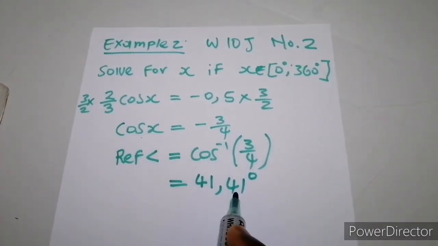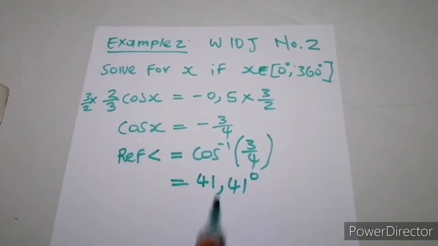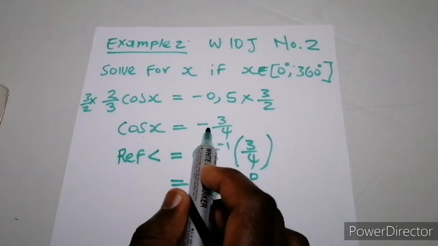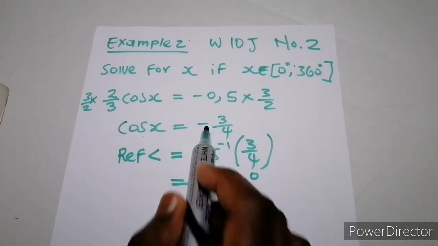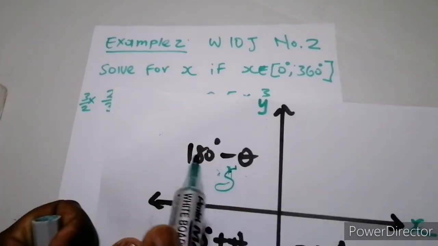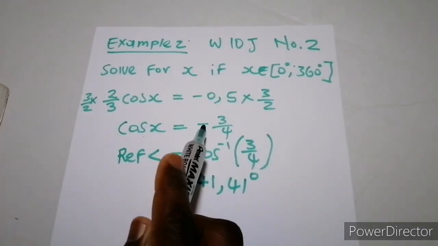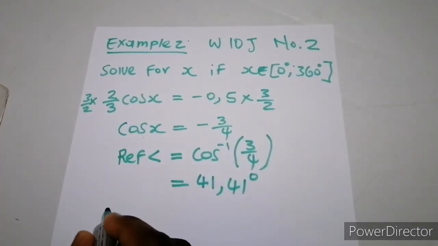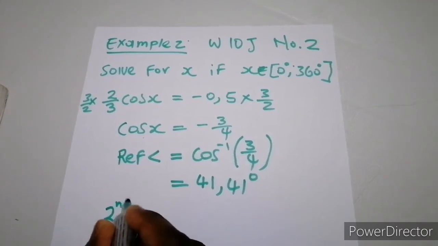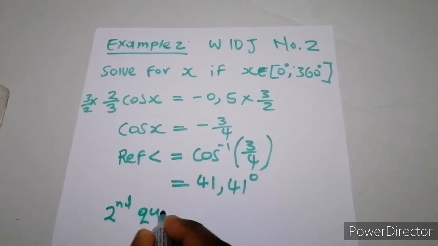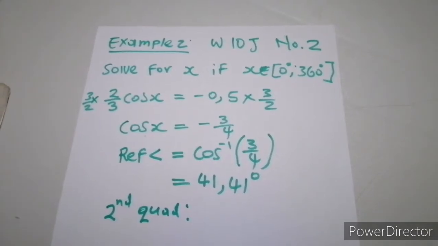Right, that is the reference angle. This is not the solution. Reference angle is not the solution. Right, now we're going to look at the function. I said we're going to use the reduction formula, 180 minus reference angle. So this function is negative in the second quadrant, in quadrant 2.